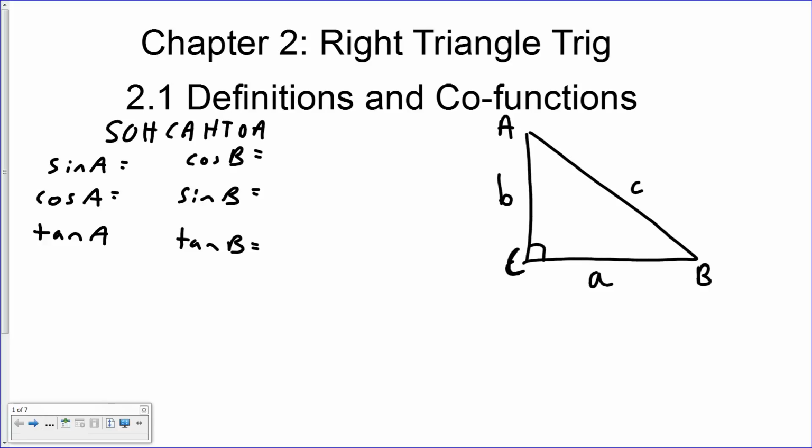And as I look at that triangle over to the right, I'm going to see the sine of A is going to be opposite over hypotenuse by SOHCAHTOA, so that's going to be A over C. Cosine is adjacent over hypotenuse, that's going to be B over C. And the tangent is opposite over adjacent, A over B.